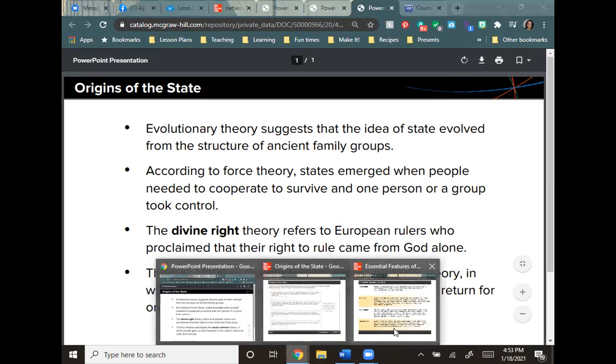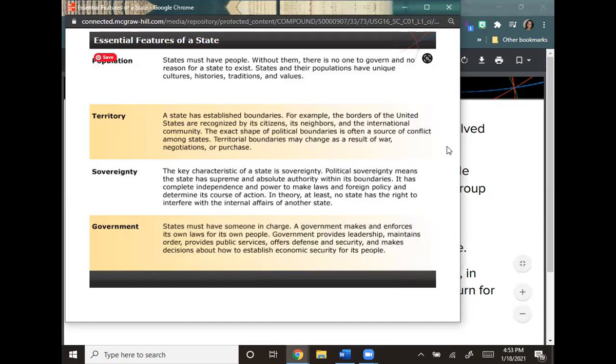So let's look at this really quick first because we talked about it. So the essential features of a state, as we said just a few seconds ago: population, territory, sovereignty, and government. So population, states have to have people, because if you don't have people, you don't really have a government. Without them, there's no one to govern and no real reason for a state to exist. States and their populations have unique cultures, histories, traditions, and values.